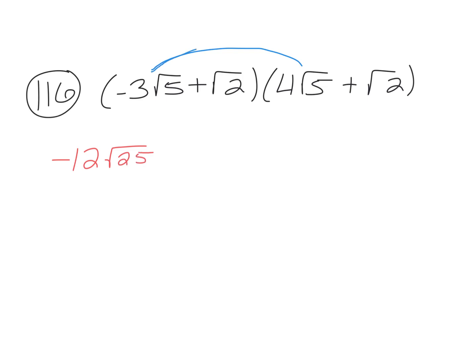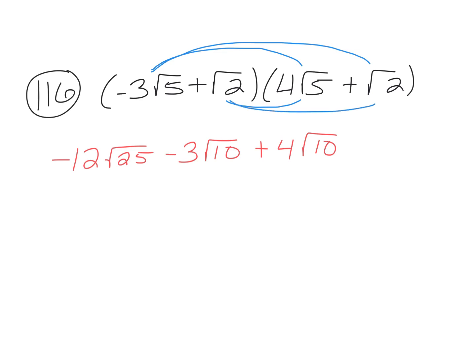Now I have negative 3 square root of 5 times the square root of 2. Negative 3 square root of 10. Move on to your second term. Square root of 2 times 4 square root of 5. 4 square root of 10. Yep. And then I have square root of 2 times square root of 2. Square root of 4. Yep.